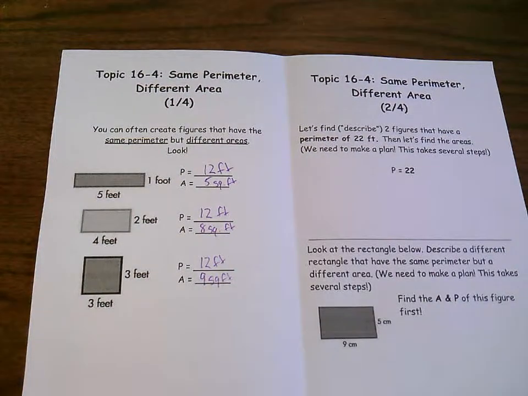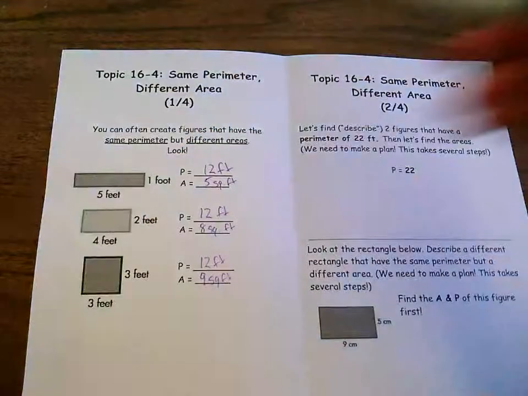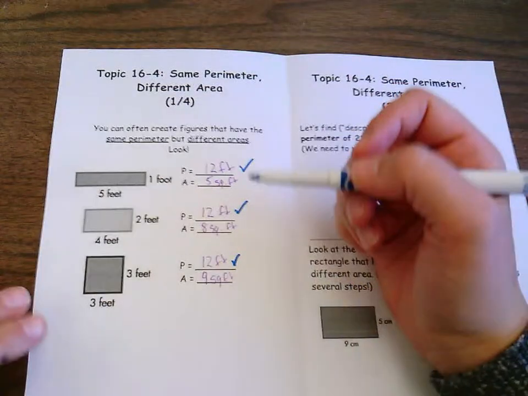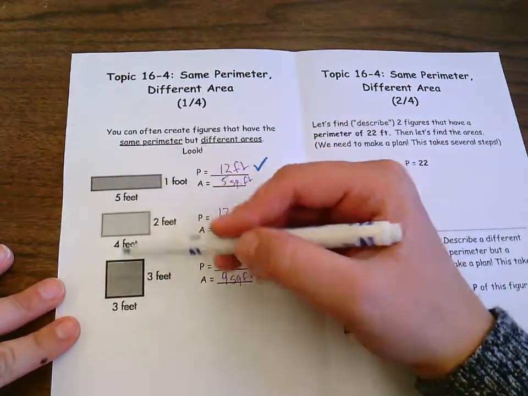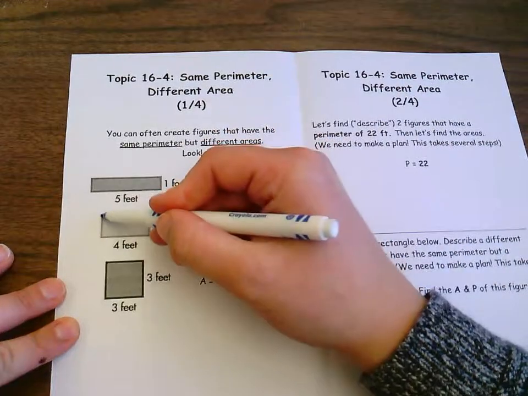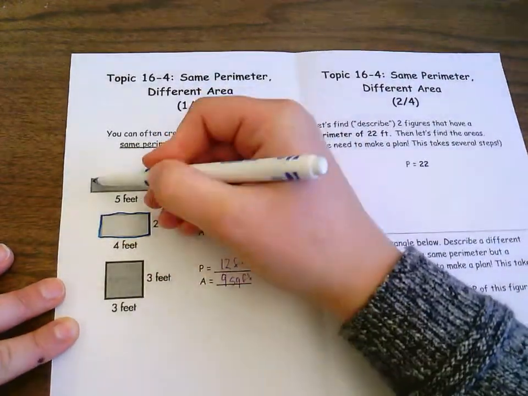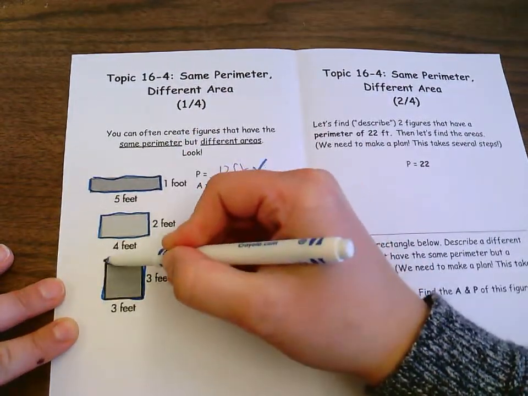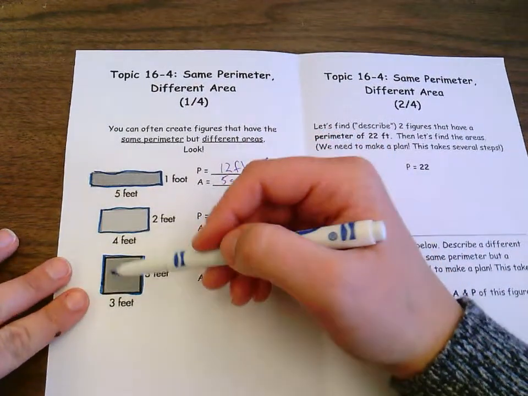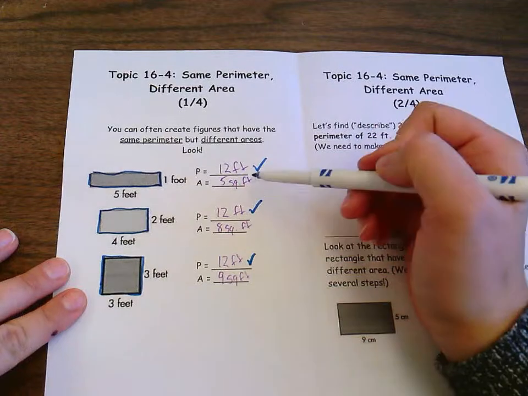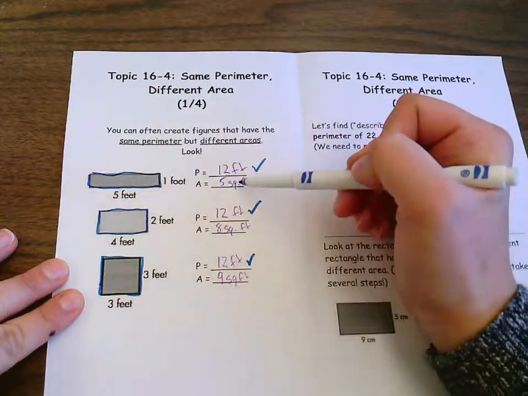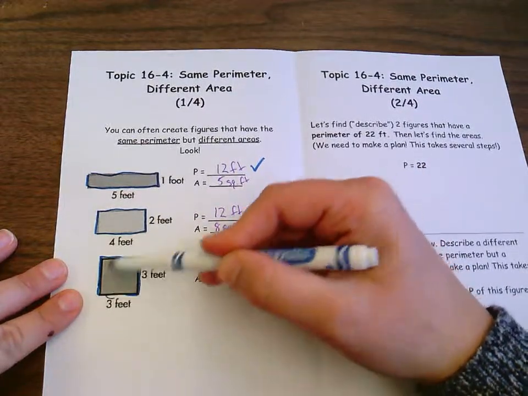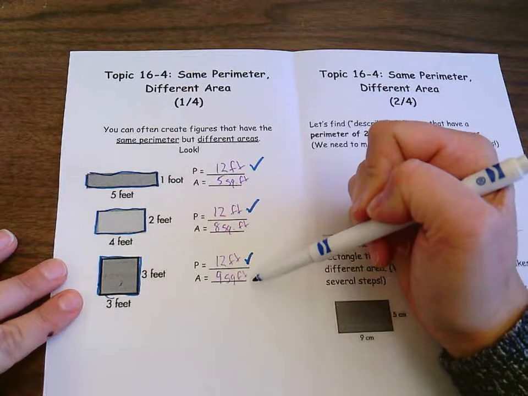So now when we look, all of these figures have the same perimeter, 12, 12, and 12, and the areas are different. So what does that mean? So let's say that these were shapes of our backyards. What it would mean is we'd all need the same amount of fencing to go around our backyards. They would all need 12 feet of fencing, but the area is different. So if we were going to put down grass seed, we'd all need a different amount of grass seed. The figure at the top would only need 5 square feet. This one here would need 8 square feet, and then this one down here would need the most grass seed to cover it because it has 9 square feet.